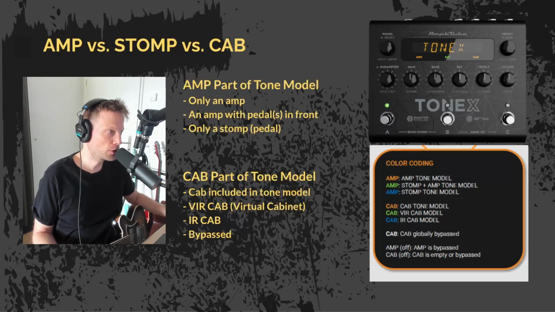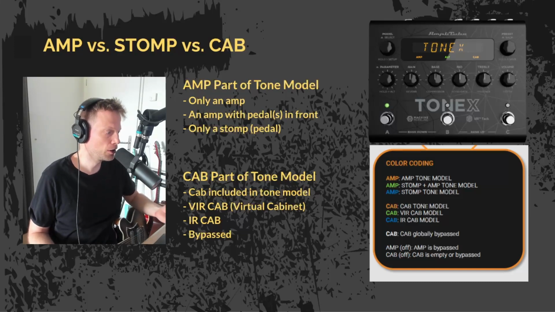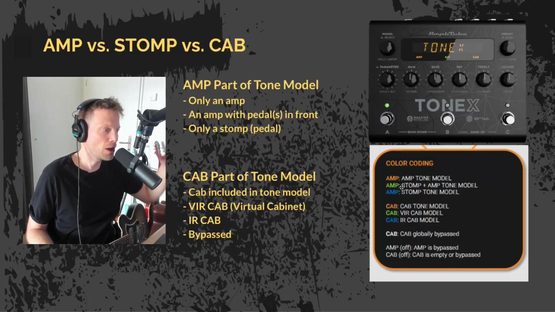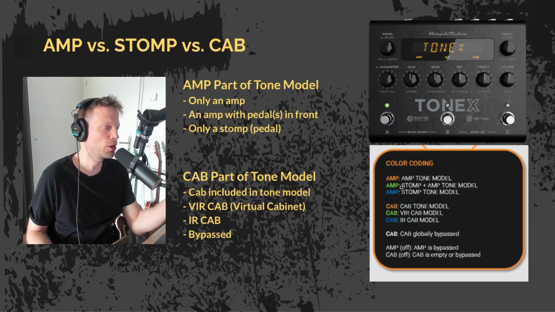And the cab part of the tone model, you see it represented here on the pedal, can be either the cabinet is included in the tone model. So that's important to know. For example, someone captured the tone model by placing one or several microphones in front of a real guitar cabinet. Then, of course, the cabinet is part of the tone model. And what's very important to know, if you then change the cab, the software calculates the cabinet part out of the tone and replaces it with your cab selection.